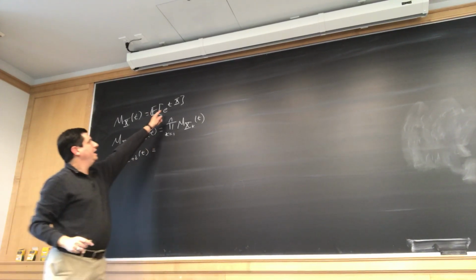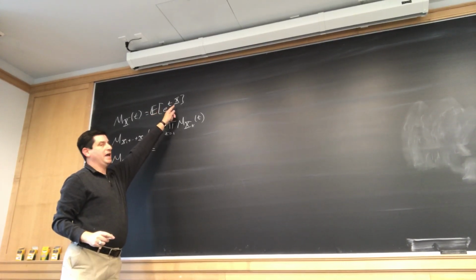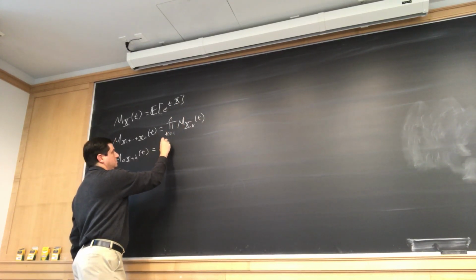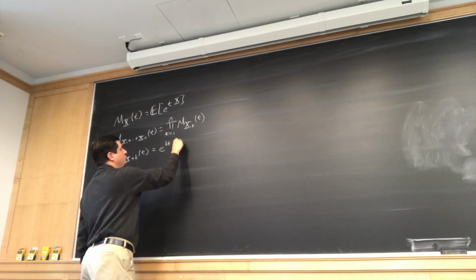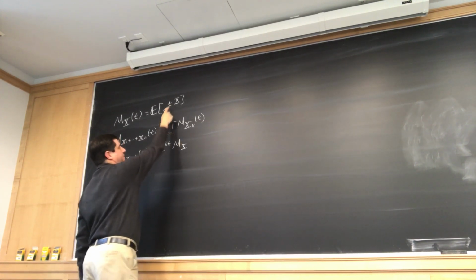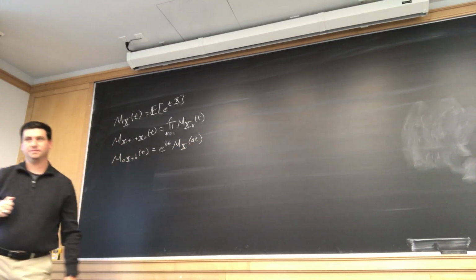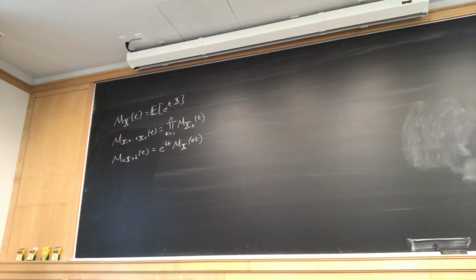Then we had the moment generating function of ax plus b at t. Well, if I just put in ax plus b, I get e to the tb, which I pull outside. And then it would be the moment generating function of x. And now I have an a, so it's evaluated at at. So these are the key results.